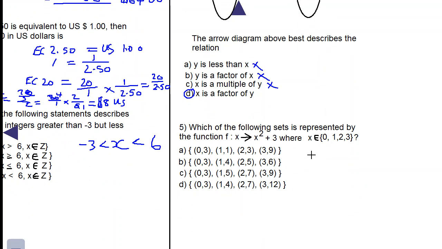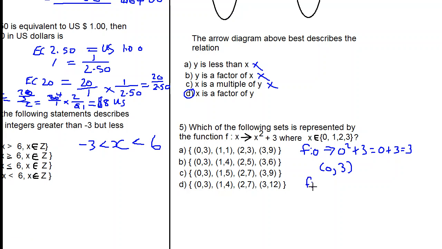Which of the following sets is represented by the function f of x is x squared plus 3, where x is a member of 0, 1, 2, 3. Okay, so let's input these numbers. So when x is equal to 0, we have f of 0, and f of 0 would be 0 squared plus 3. Alright, 0 plus 3, which will be 3. So our first ordered pair is 0 and 3.